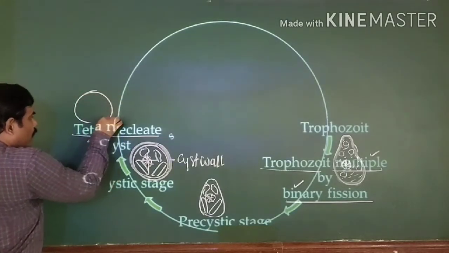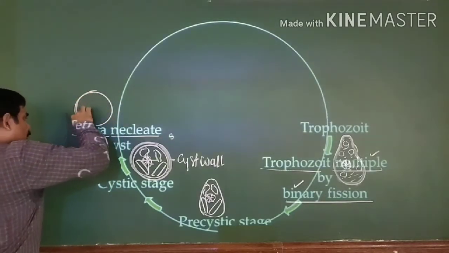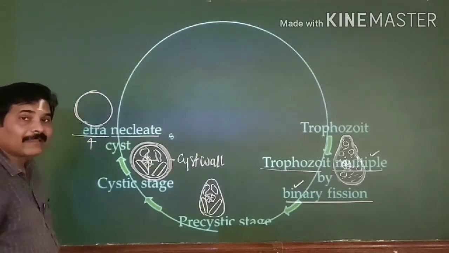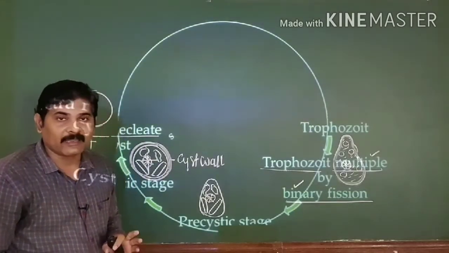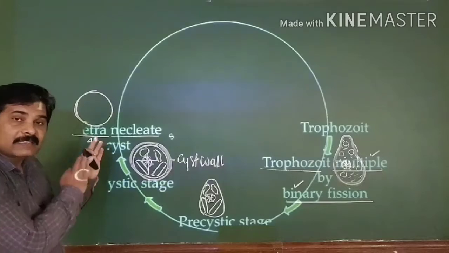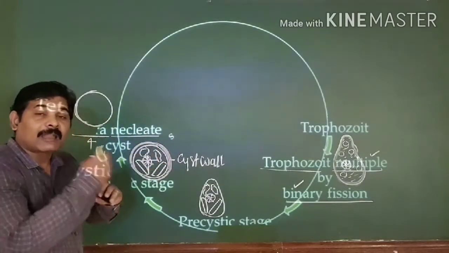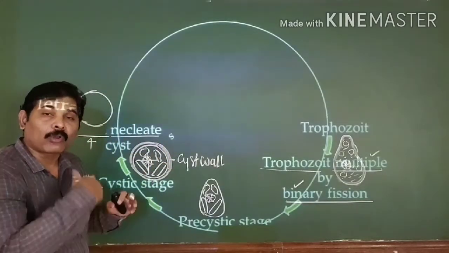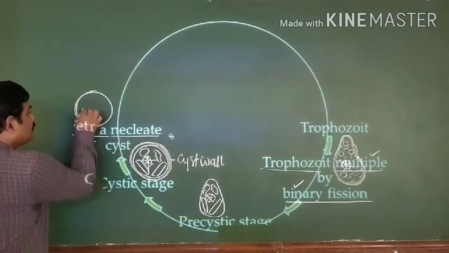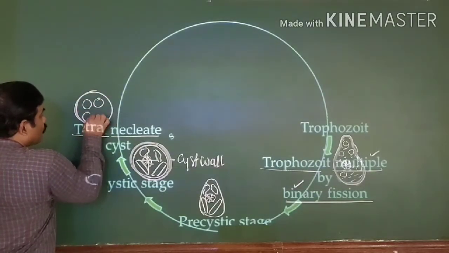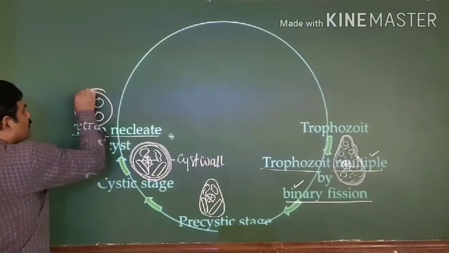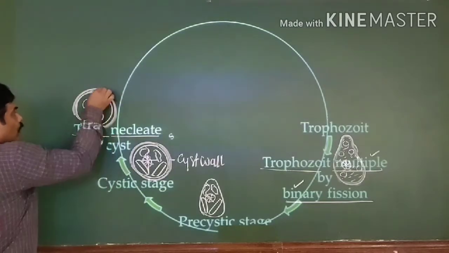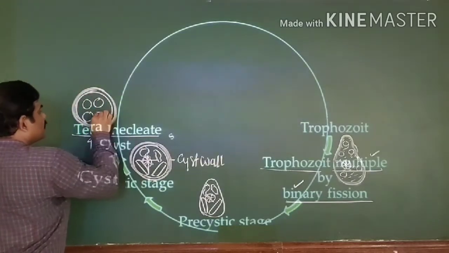It's a very important point. This tetranucleate cyst stage is actually the infective stage to man. That means this is the stage at which it enters into another healthy human body, or another host body. That is one thing. So you can see the four nuclei are present, right? The cyst wall is present around that.